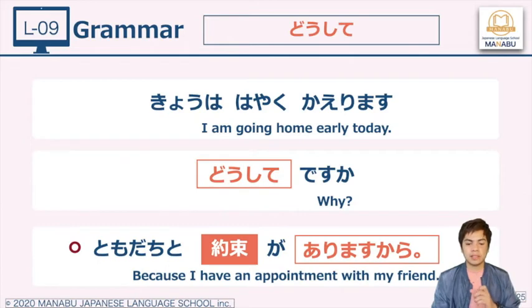Now, we inserted "tomodachi to." So, person "to," we attach the particle to the name of the person, or in this case, "tomodachi," with your friend. So if you have an appointment with your friend, you say "tomodachi to." Then "yakusoku ga arimasu kara."